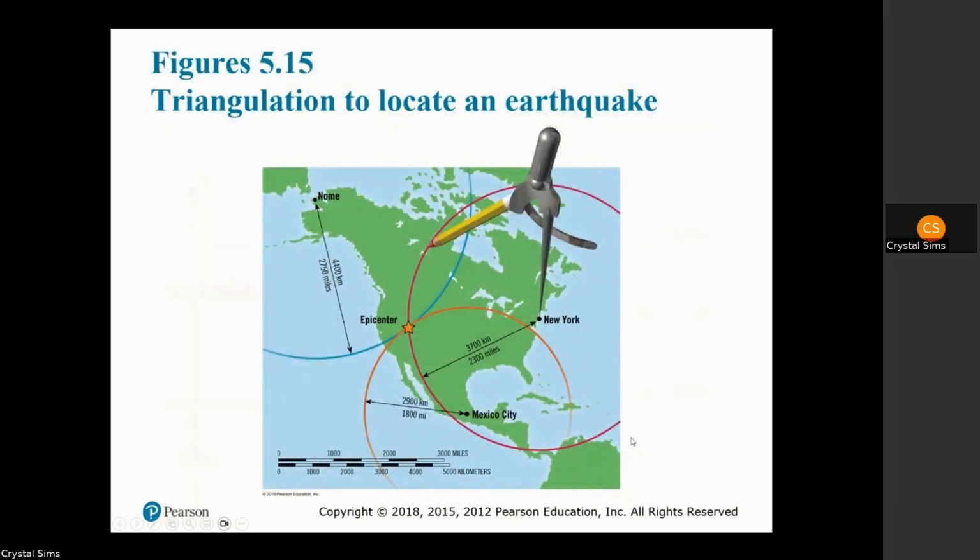And then we use triangulation. So here are our 3 stations, Nome, New York, and Mexico City. And then we use a compass like this to draw a circle from each one, and the spot where they meet right in the middle is going to be the epicenter. And of course, we know that the epicenter is the surface location of where the earthquake occurred. And we don't always know depth. We don't always know where the hypocenter or the focus is.